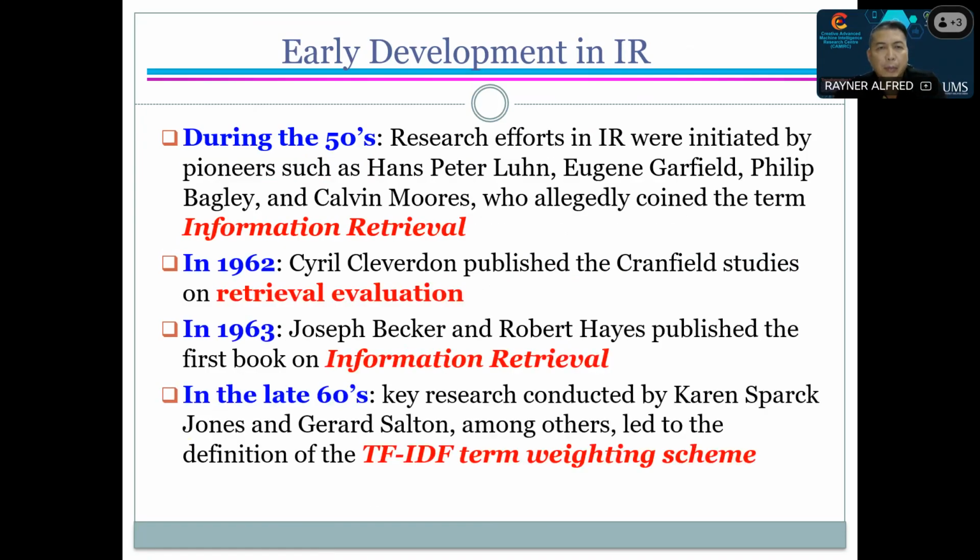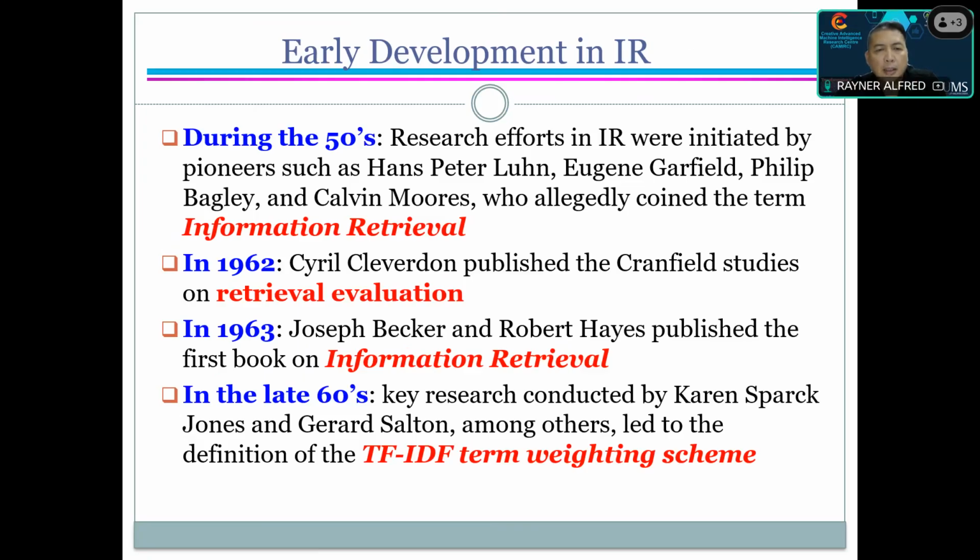So maybe we can start with the early development in IR. It started in the 50s when the research effort in IR was initiated by pioneers such as Hans Peter Luhn, Eugene Garfield, and Philip Bagley. Basically they coined the term information retrieval, where they look at how we represent documents, how we store and organize them, how we access and retrieve them, and at the same time do the ranking.